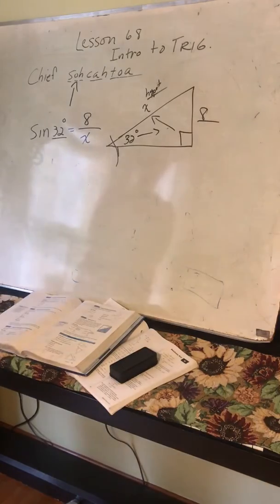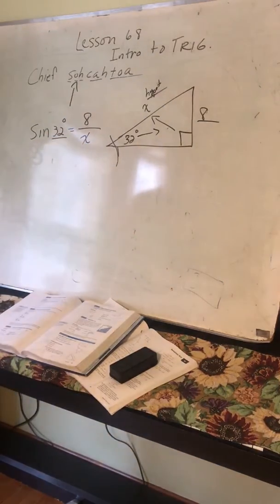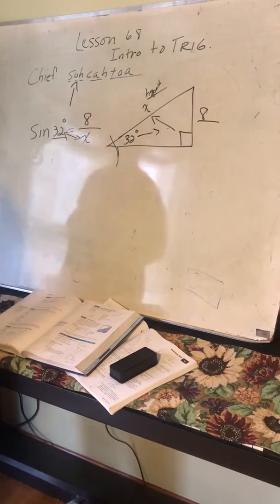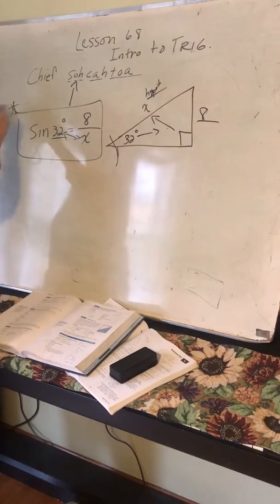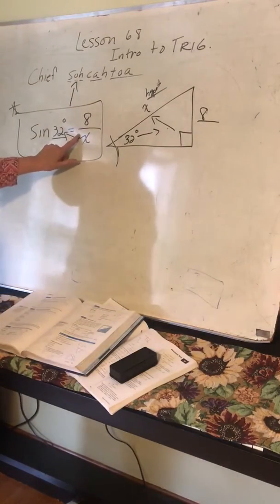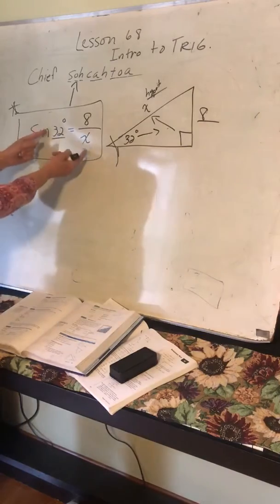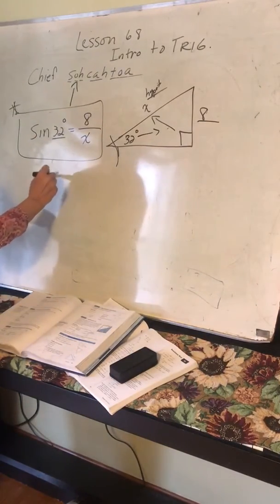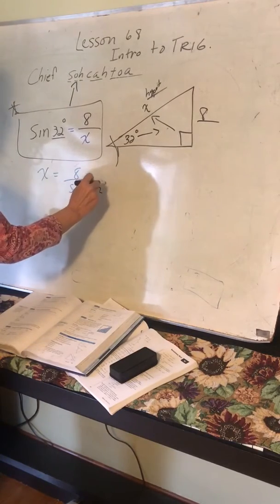Okay, we have to get this x by itself. When you have these, you just switch these. So just remember that. When you see them like this, where your unknown is down here on the bottom, you can flip these two. So you're going to have x is equal to 8 over sine 32 degrees.